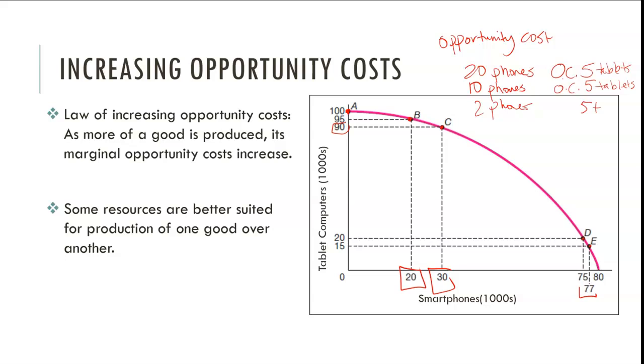It used to be that it costs 5 tablets for 20 phones. Now 5 tablets only buys us 10 phones. By the end, 5 tablets only buys us 2 phones. And that's because some resources are just better suited for the production of one good over the other. While they do use a lot of similar components, everything for producing them is not identical.